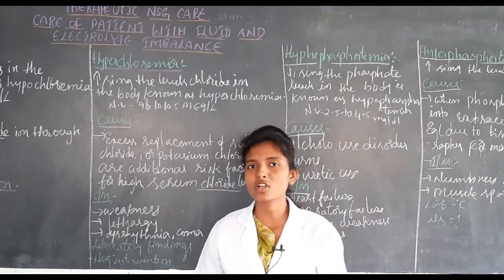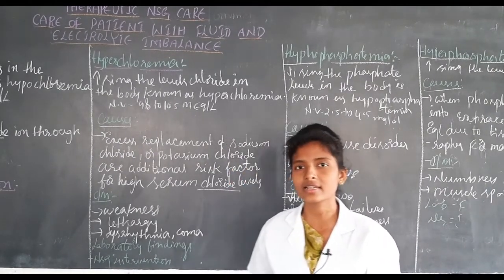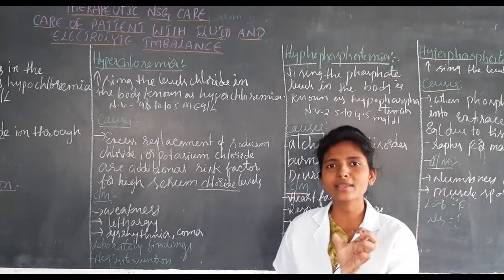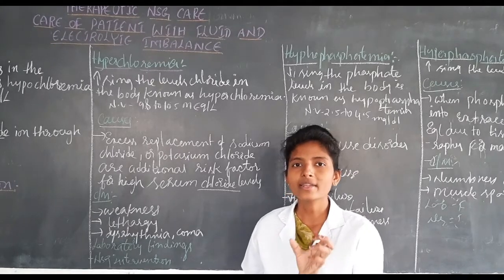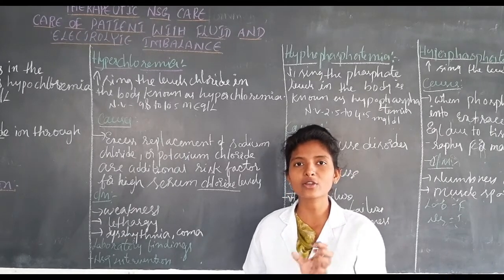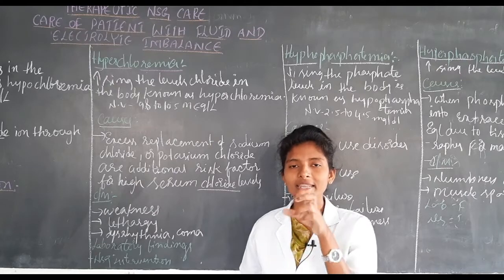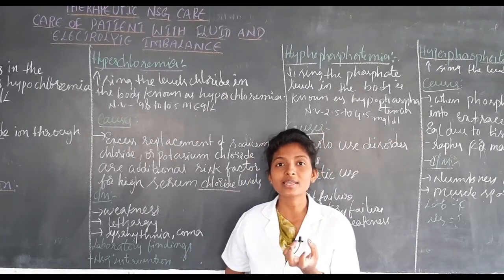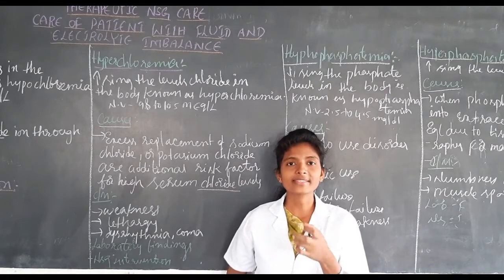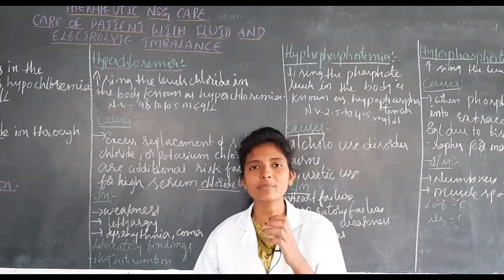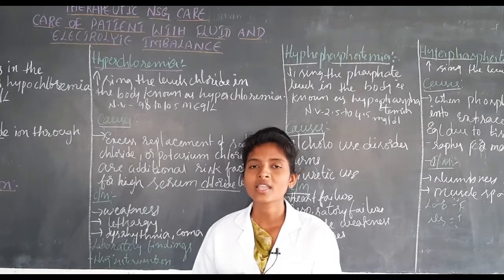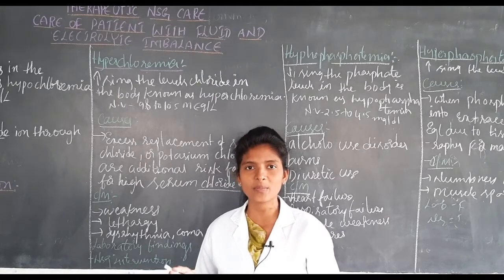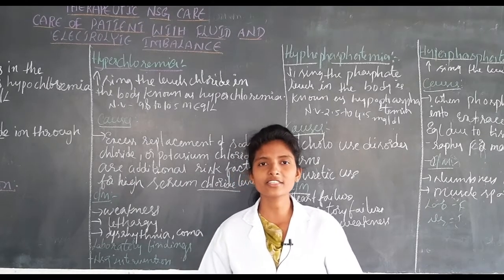So we have completed this topic. Whatever I have discussed till now, I will summarize one more time. First we saw the meaning of hyperchloremia and how it occurs. Then the causes, how it leads to hyperchloremia, and the clinical manifestations. Next, the laboratory findings, and then how the nurse gives care in such a condition. So completed this topic. Thank you.